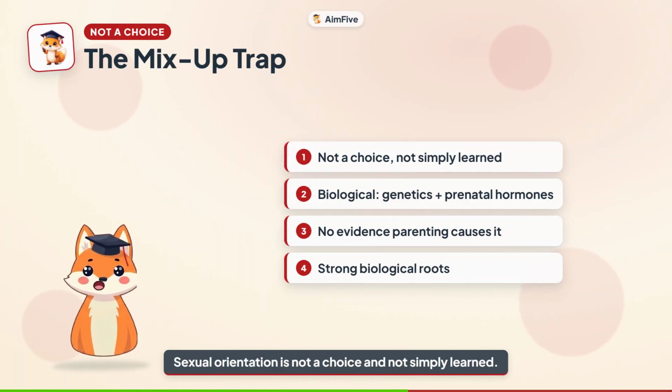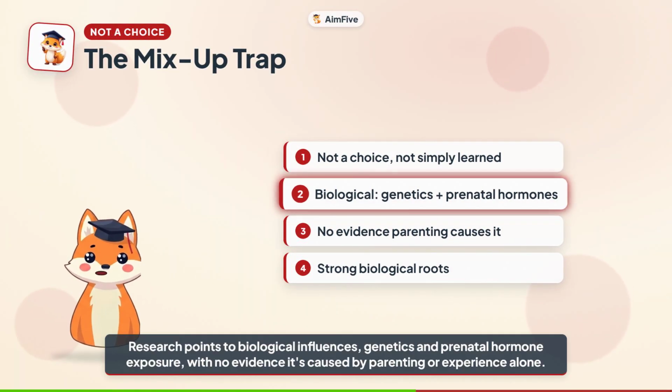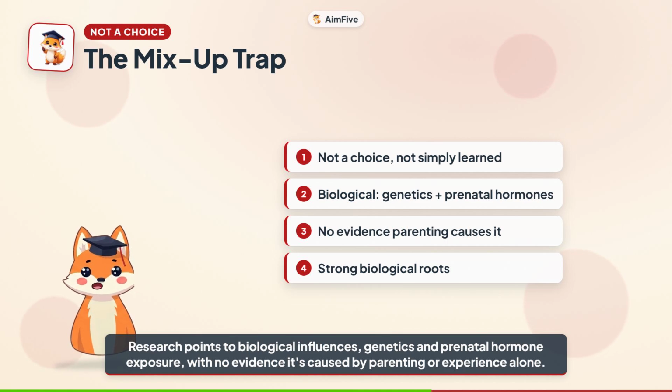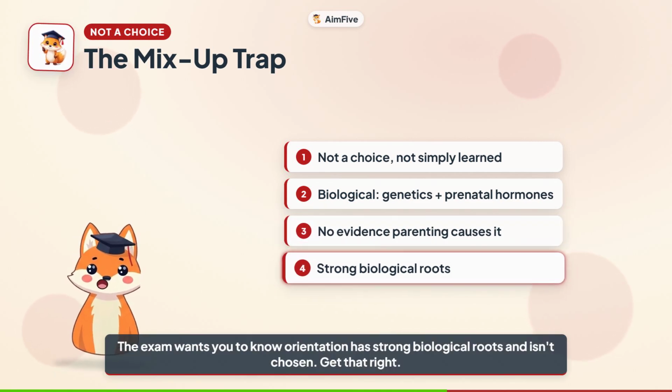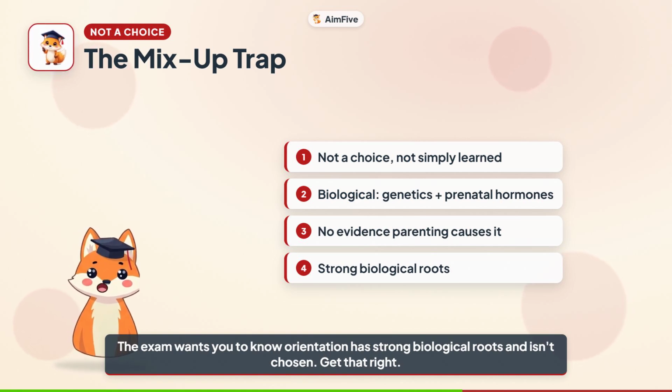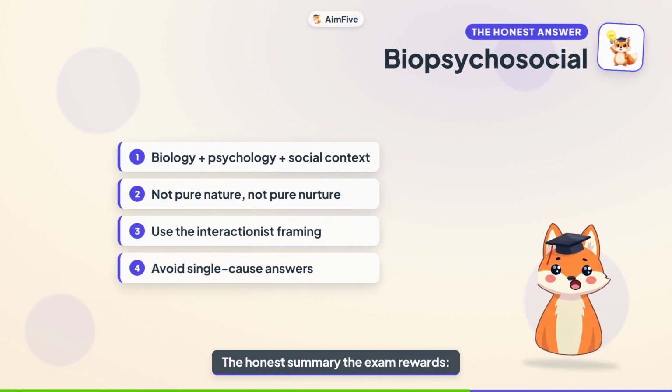Sexual orientation is not a choice and not simply learned. Research points to biological influences, genetics, and prenatal hormone exposure, with no evidence it's caused by parenting or experience alone. The exam wants you to know orientation has strong biological roots and isn't chosen. Get that right.